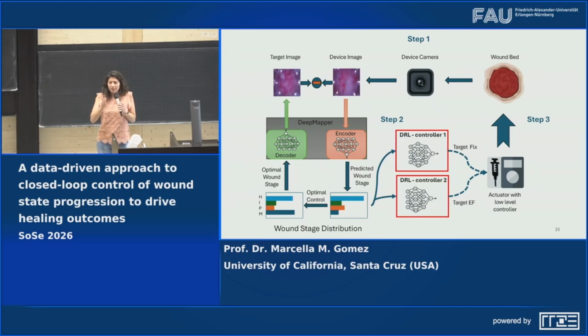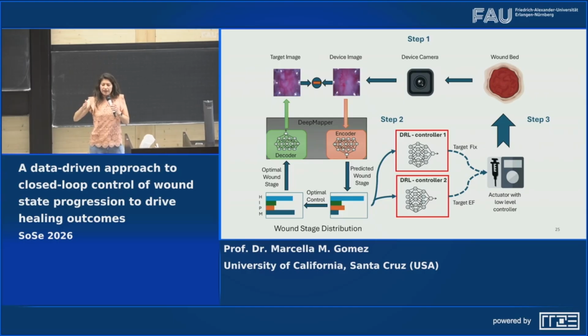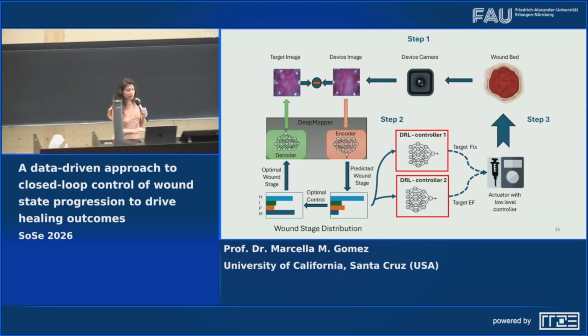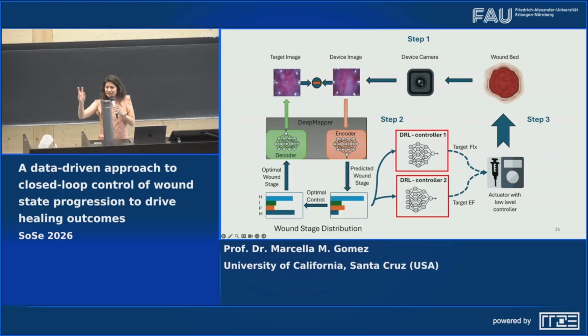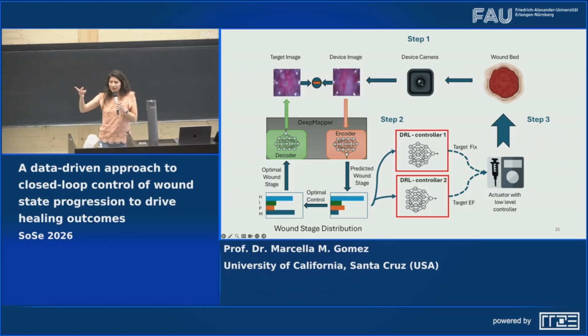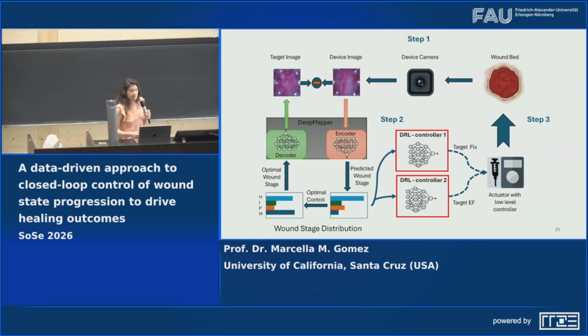But in any case, because we have this optimal control law, we can essentially project out what the wound stage probability should be in the next time step to move positively towards our goal. And then based on that, you can put it through the decoder, and it's going to give you your target image. So then you can basically take the error between your actual image and the target image if you're on the optimal path, right?